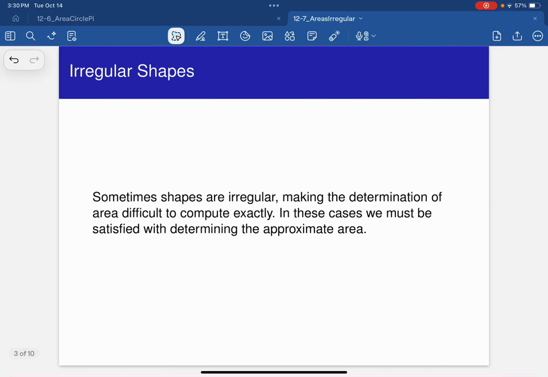All right, so let's talk about irregular shapes. Sometimes shapes are irregular, meaning they're not nice squares or rectangles or trapezoids. And so finding their area is often difficult to compute, at least in an exact sense. So what we have to be happy with in those cases is an approximation. This is what happens when people apply mathematics to the world. Oftentimes the shapes that they're trying to find the area of are irregular. So let's say you wanted to find the area of the surface of a lake, for example, which is highly irregular. So what do we do in those cases? We use approximations. Let's take a look at an example.